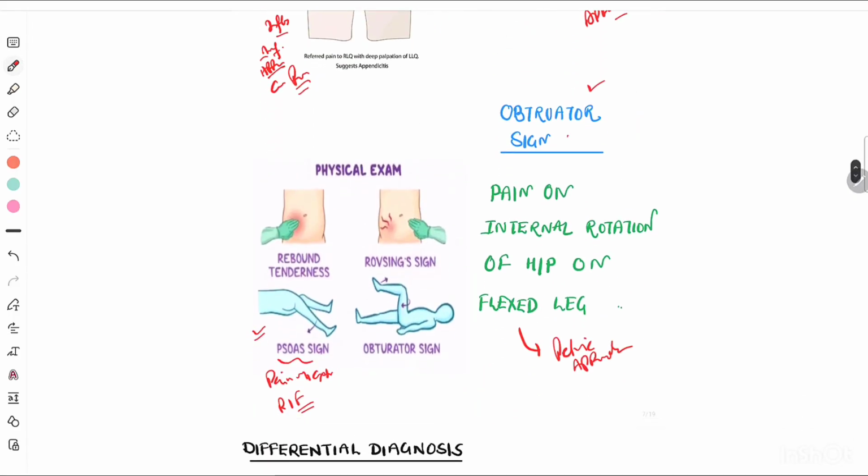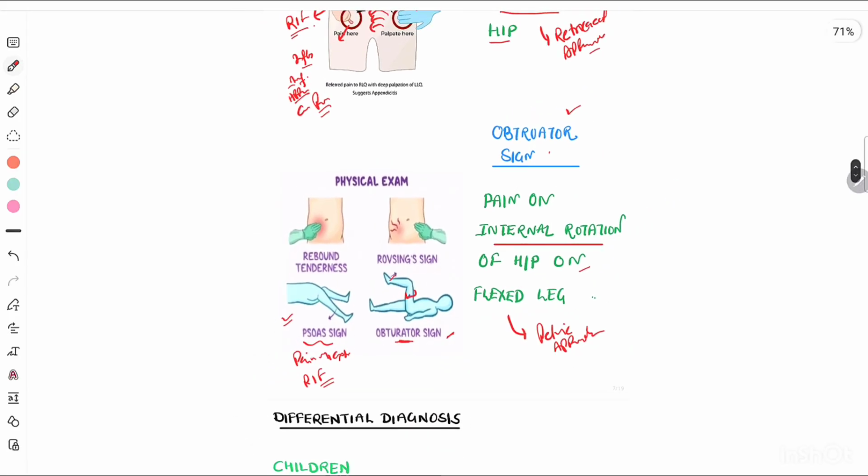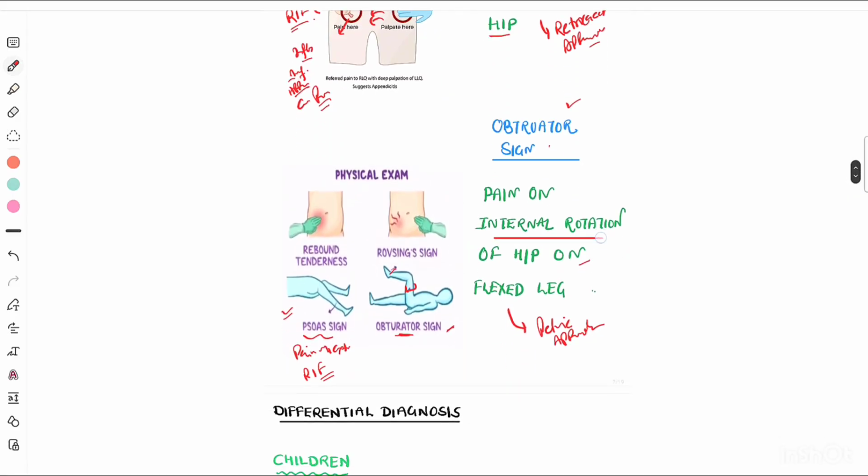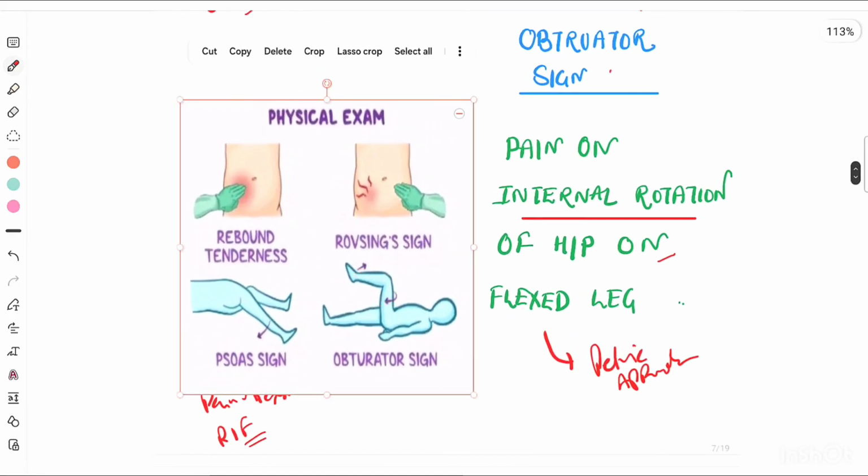And in obturator sign, the patient will complain of pain in the right iliac fossa on internal rotation of the hip. There is internal rotation of the hip, and the patient will complain of pain in the right iliac fossa. So these are the 4 signs of appendicitis: rebound tenderness, Rovsing sign, psoas sign, and obturator sign.